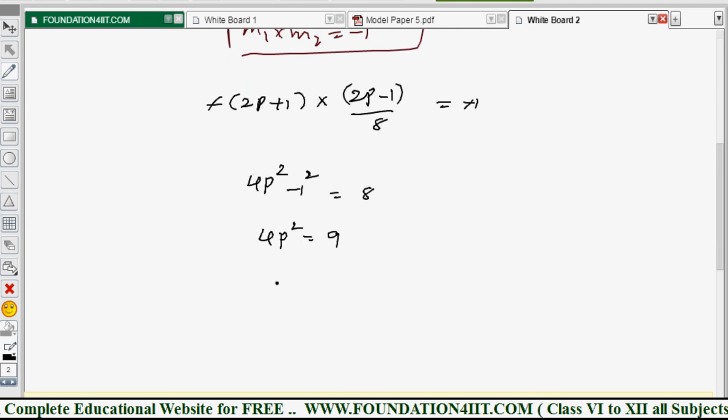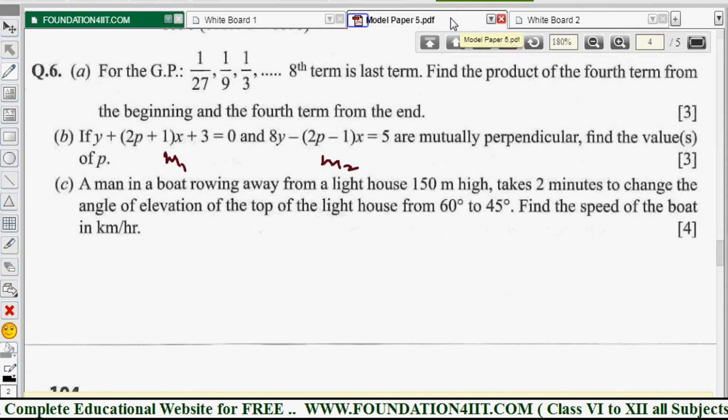Then p square is equal to 9 by 4. You can write this as (plus or minus 3 by 2) whole square. So the squares cancel. Then p is equal to plus or minus 3 by 2. So plus 3 by 2 or minus 3 by 2. These are the solutions of the p value. Right. Now let us see the next one.